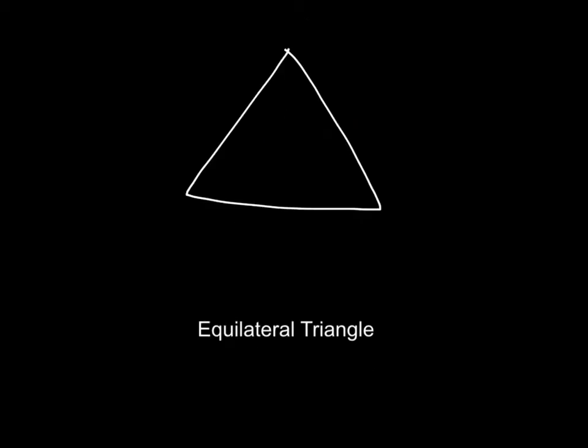An equilateral triangle is a triangle in which all three sides are equal. So this side, let's say it was 5 inches. Then this side must be 5 inches, the same as this side. Now, all equilateral triangles are also equiangular triangles, just so you know.